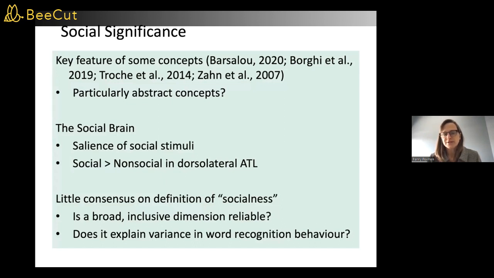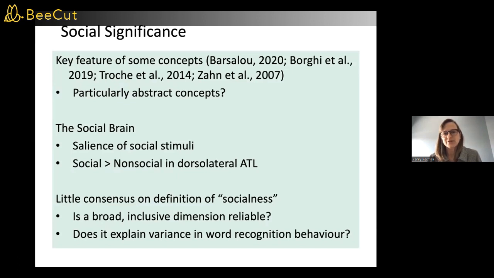For instance, there is some well-replicated research showing that social as opposed to non-social stimuli tend to show stronger activation in the dorsolateral anterior temporal lobe. And there's also work from the psycholinguistic literature saying social might be really important for abstract concepts, but very little clear, rigorous test of that idea.